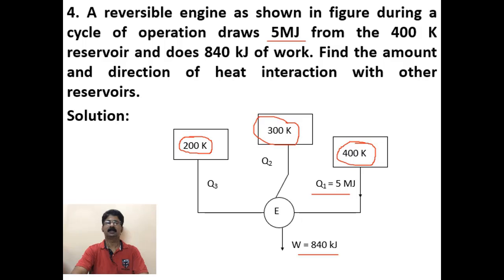Now one is in kilo and one is in mega. This mega you can multiply by 1000 and convert into kilo, so it becomes 5000 kilojoules, or you can divide 840 by 1000 and convert into mega. Anything is possible, but generally we go for the kilojoules. Now there are 2 more heat interactions, with the reservoir at 300 Kelvin and the reservoir at 200 Kelvin. You have to find out the magnitude and the direction of the heat interaction with these 2 reservoirs.